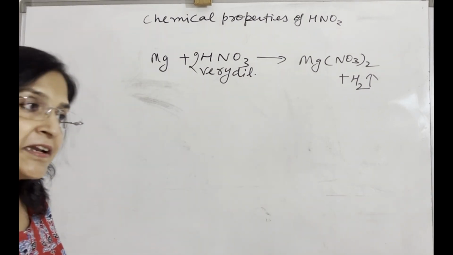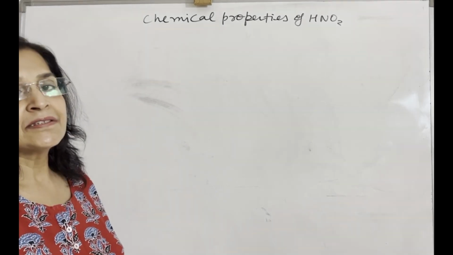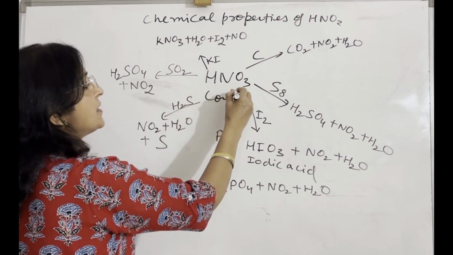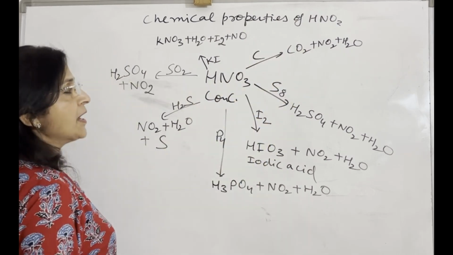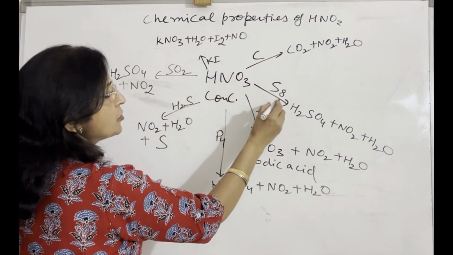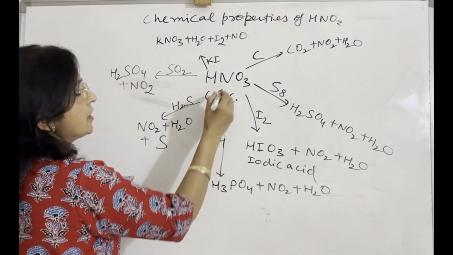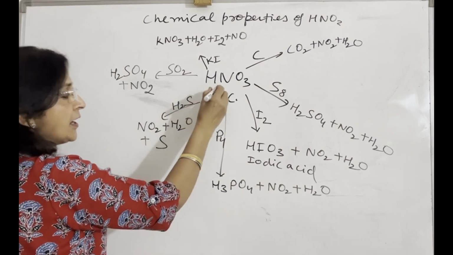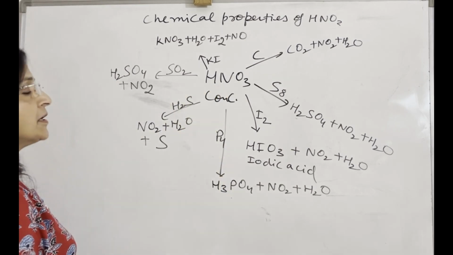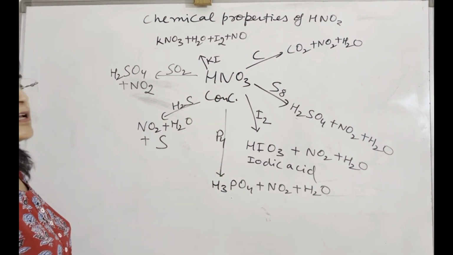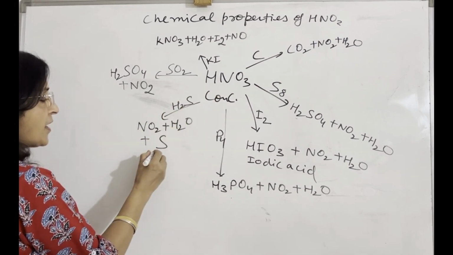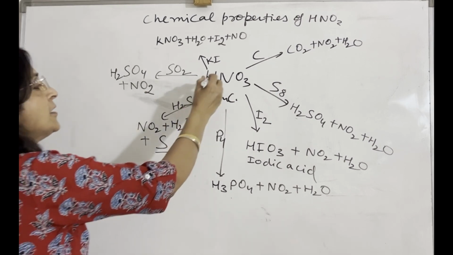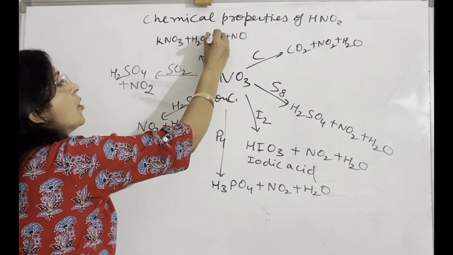Now we will discuss the reaction of nitric acid with non-metals. Concentrated nitric acid oxidizes many non-metals. Concentrated nitric acid oxidizes carbon to carbon dioxide. It oxidizes sulfur to sulfuric acid. It oxidizes iodine to iodic acid. It oxidizes phosphorus to phosphoric acid. It oxidizes compounds also. It oxidizes hydrogen sulfide to sulfur. It oxidizes sulfur dioxide to sulfuric acid, and it oxidizes potassium iodide to iodine.